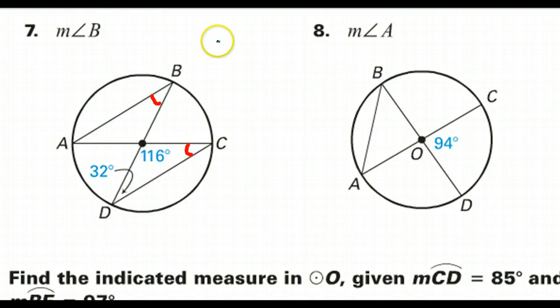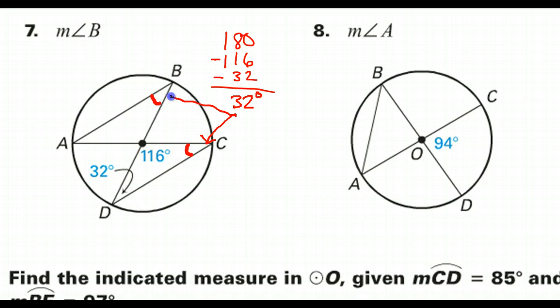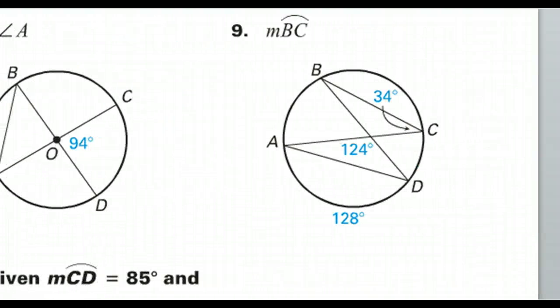These 3 angles have to add up to 180. So if I start with 180 and I subtract 116 and I subtract 32 and see what's left, I see that that is 32 degrees. So that means that angle C is 32 degrees, which means that angle B is also 32 degrees. All right, and that's number 7. So let's move on to number 9.